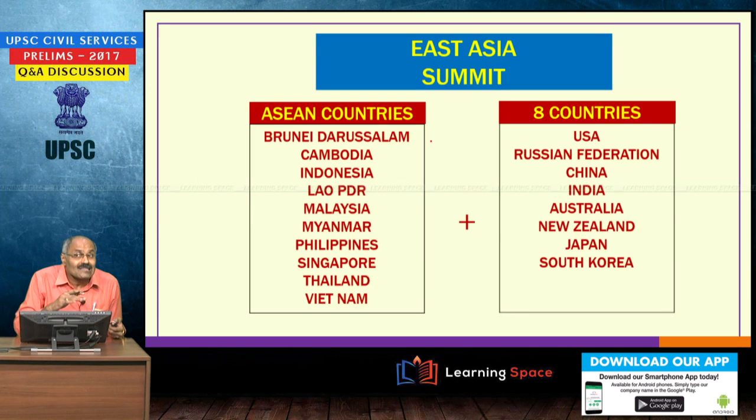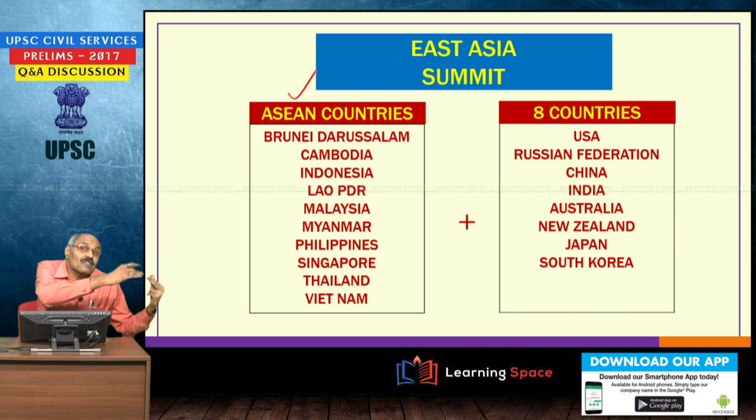Here are the member countries I have given. East Asia Summit member countries, please understand, these are ASEAN countries plus USA, Russia. Please understand, it is very easy to understand. ASEAN countries plus USA, Russia, that means two superpowers in the good olden days. So, two superpowers of the second half of the 20th century, USA and Russia. In those days, of course, USSR, forget about that.